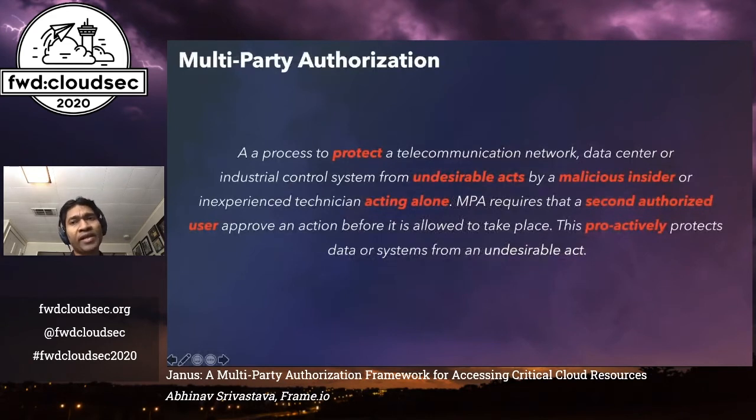So if you go to Wikipedia, multi-party authorization is described as a process to protect a telecommunications network, data center, or industrial control system from undesirable acts by a malicious insider or inexperienced technician acting alone. MPA requires that a second authorized user approve an action before it is allowed to take place. This proactively protects data or systems from an undesirable act.